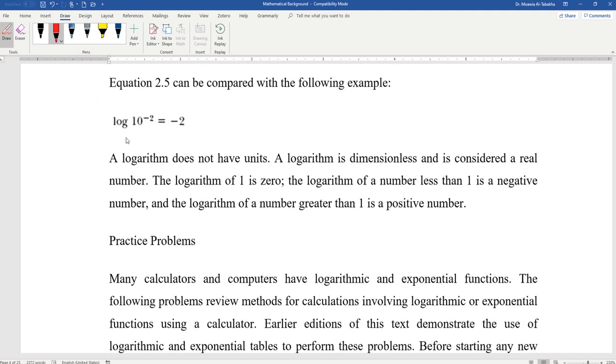Okay, try this one. What is log 10 to the power of minus 2? بتصير minus 2 تطلع هون. Minus 2 في log 10. طب my log 10 قديش؟ 1. فبصير minus 2 في 1, it's minus 2. Okay.